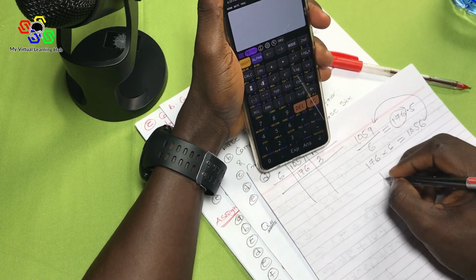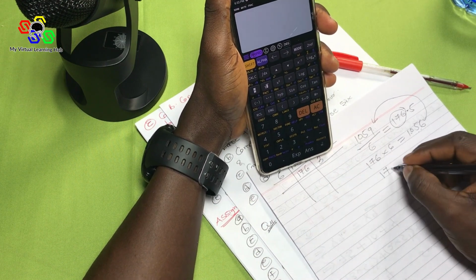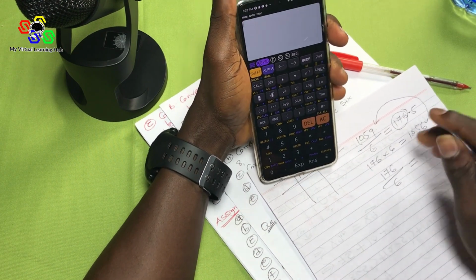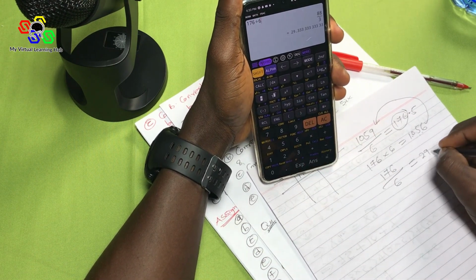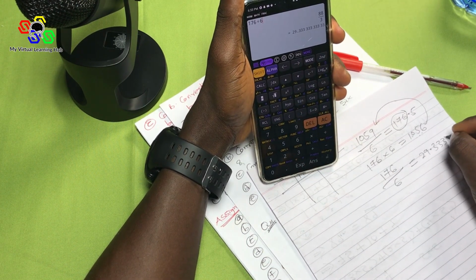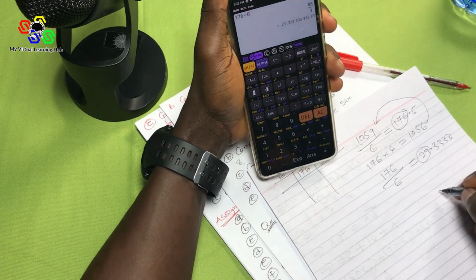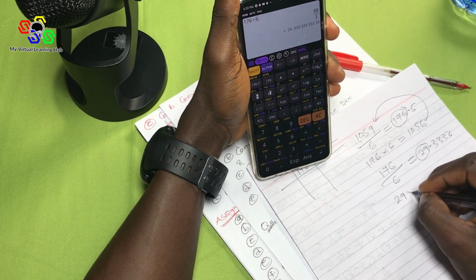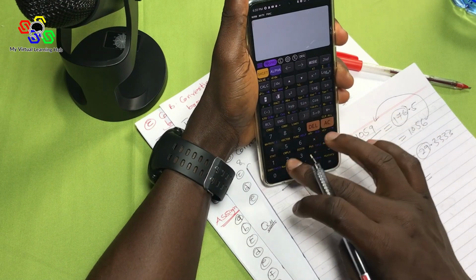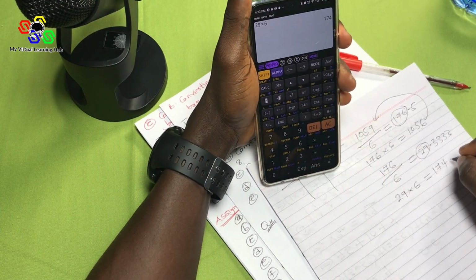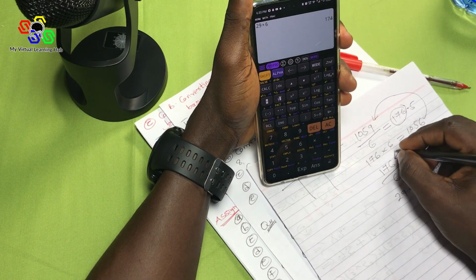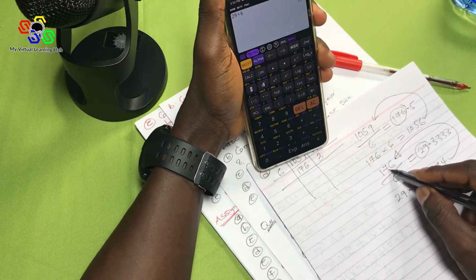So we repeat the process again. In the next stage, 176 divided by 6. As you can see, it is 29.3333. So the major number here is 29. So we use the 29 to multiply the 6. 29 times 6 will give us 174. Now we take the 174 from 176.